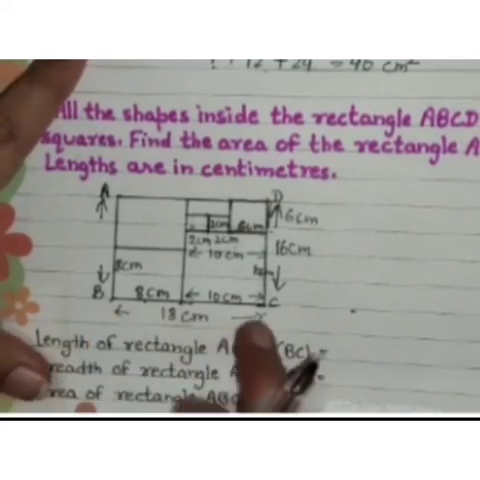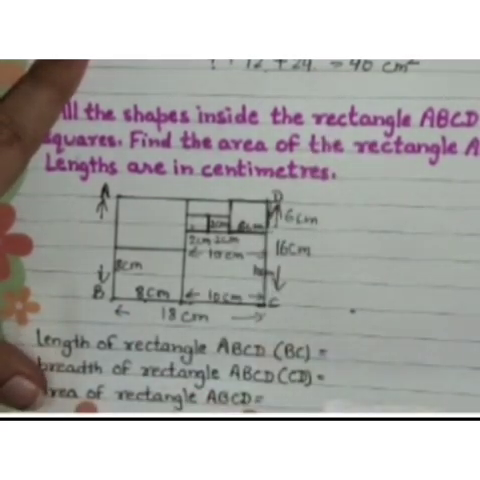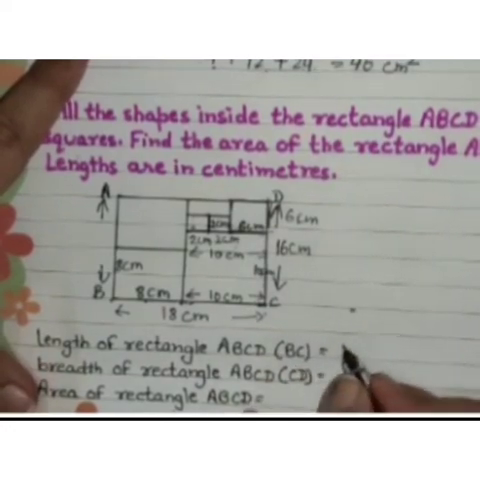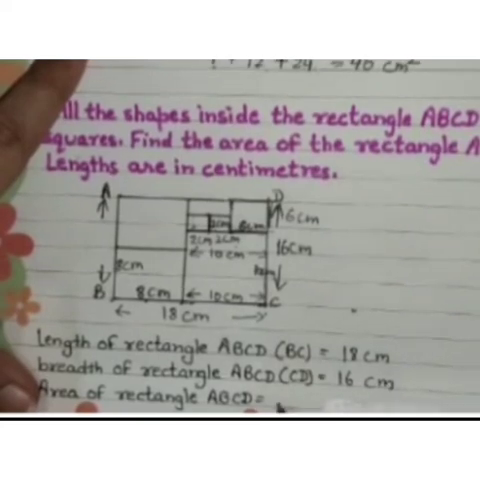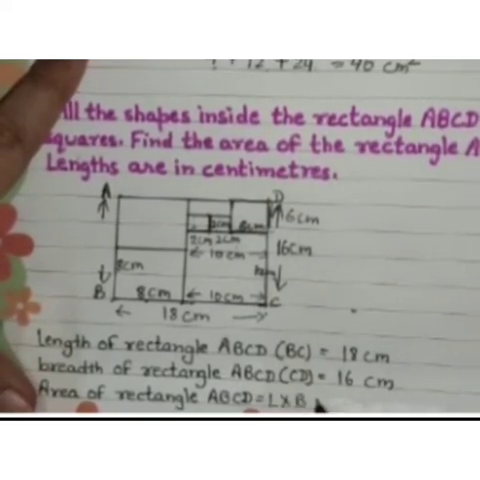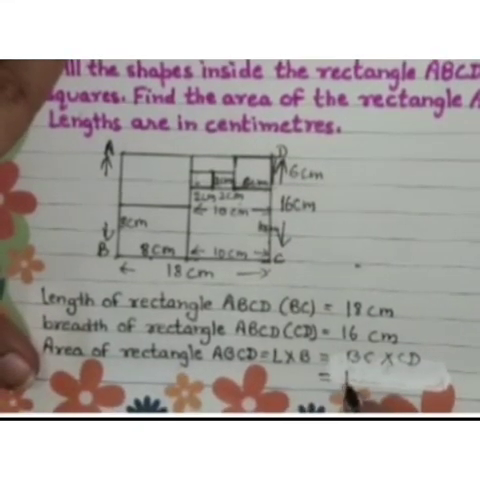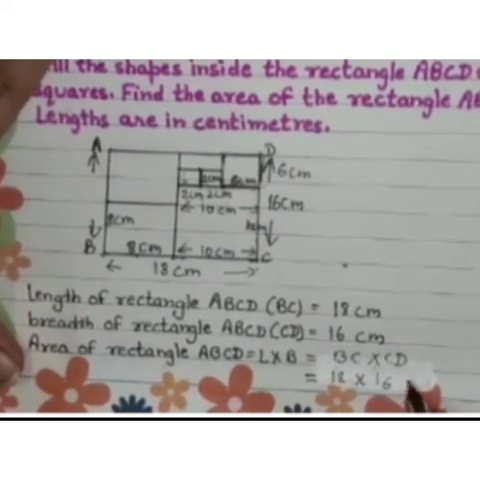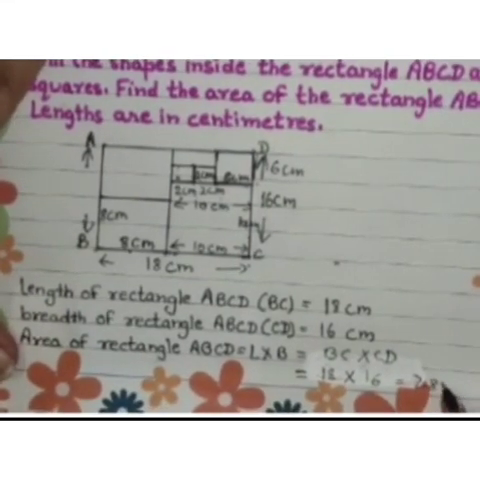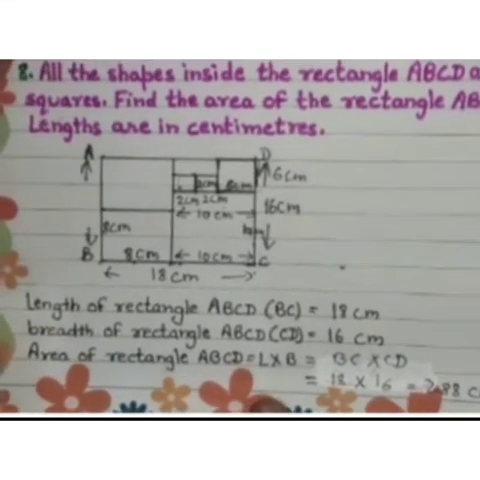Clear? Now length of rectangle is 18 centimeter and breadth of rectangle is 16 centimeter. Length of rectangle BC is 18 centimeter and breadth of rectangle is 16 centimeter. Now multiplying length by breadth, it means BC by CD, we can find the area of this rectangle. Now multiply 18 by 16. We get 288 centimeter square is the area of this outer rectangle.